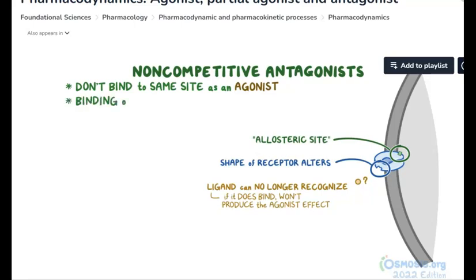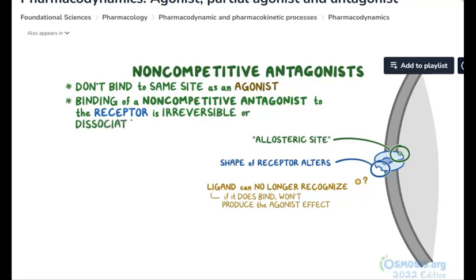Now, binding of a non-competitive antagonist to the receptor is either irreversible or it dissociates very slowly. This means that the receptor will not activate no matter how many agonists are around. In other words, this type of antagonism is not surmountable.